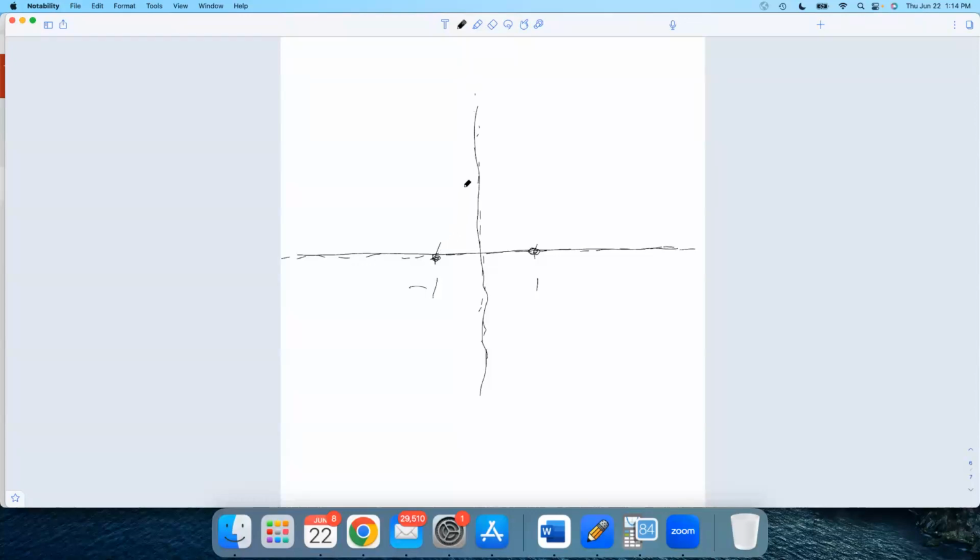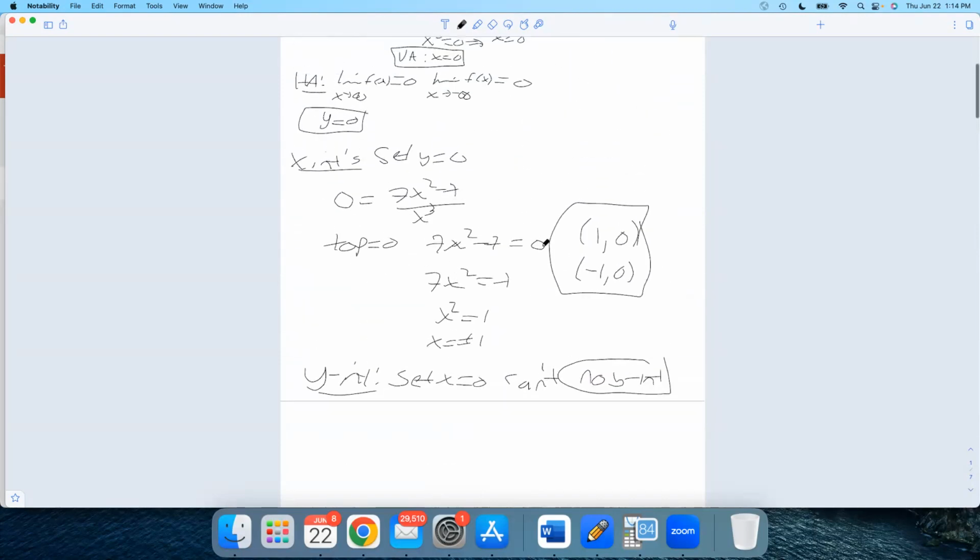So the graph is either going to come up like this, or it's going to come down like this and get closer. And same thing back here. The graph is either going to be coming in from positive infinity or from negative infinity and cross over that point. And the derivative is going to tell us all that.